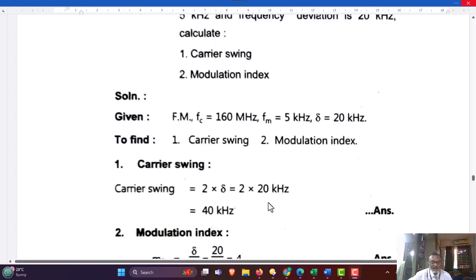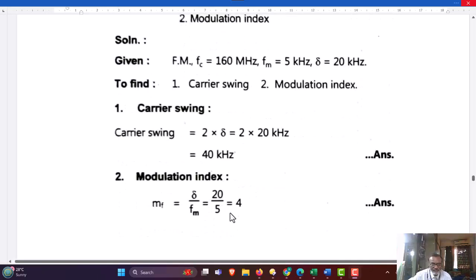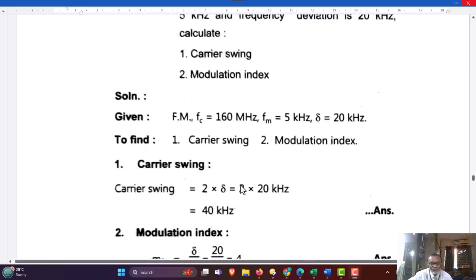Carrier swing is given by twice of fd or twice of delta f. So twice of 20 kilohertz is the carrier swing. The modulation index is given by fd by fm. That is nothing but delta f by fm. So 20 by 5, so modulation index is 5. That is so simple.